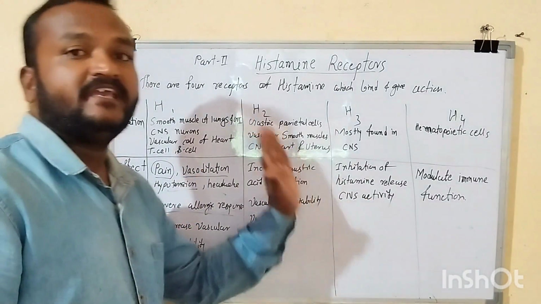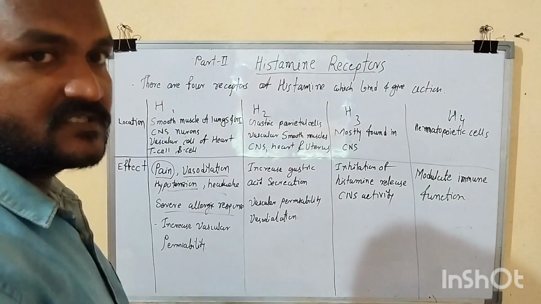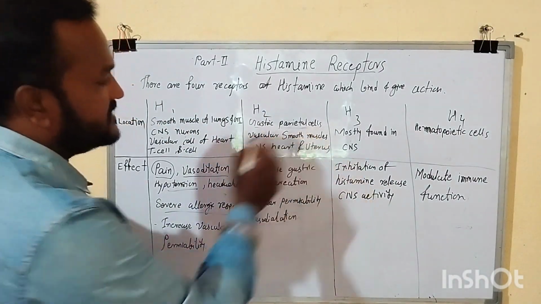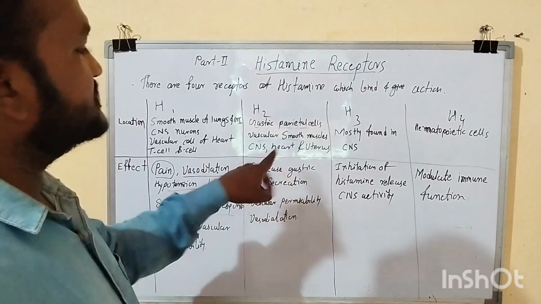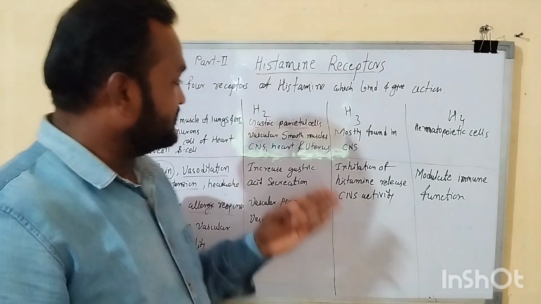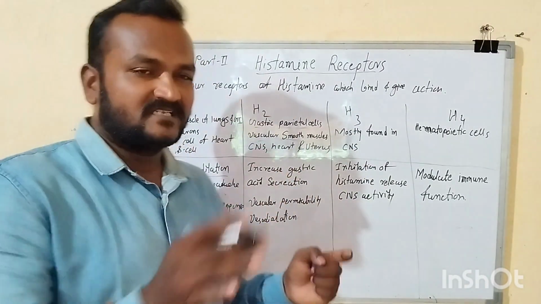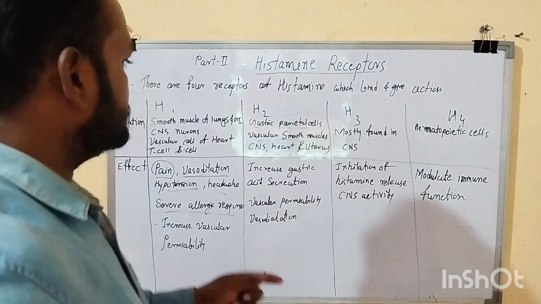Next we will go towards the H2 receptors. The locations of the H2 receptors are the gastric parietal cells and the vascular smooth muscles, and it is also present in the CNS, heart and the uterus. Okay, these are the locations. Simply understand the locations of these receptors.